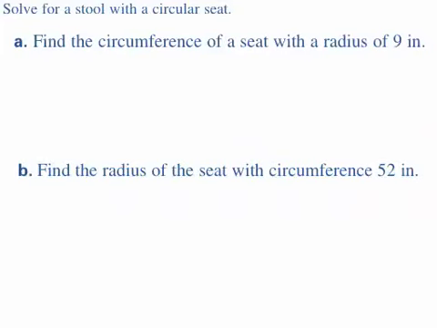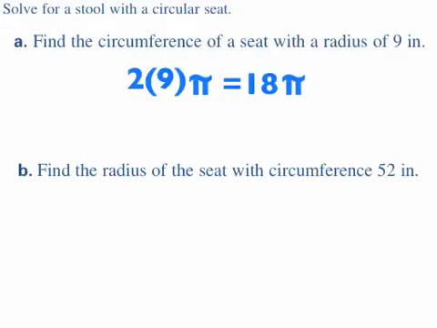It asks us to solve for a stool with a circular seat. A asks us to find the circumference of a seat with a radius of 9 inches. We're going to use 2 times pi times radius since we're given the radius. So 2 times 9 times pi. Well, 2 times 9 is 18. If I wanted to leave this in terms of pi, I could leave it as 18 pi inches. But I can also go ahead and multiply it out. Just use 3.14 for pi, and you get 56.52 inches.